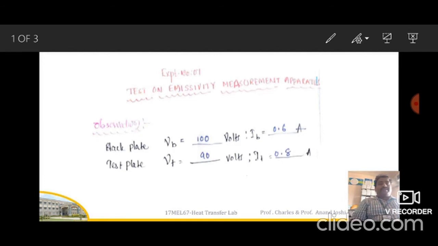there are two plates provided. One is a black plate and the other is a test plate. Both the plates have a separate thermostat to maintain the voltage and current, which will be the heat input to the plates. For the black plate, the voltage is 100 volts and the corresponding current is 0.6 amps, and the test plate has 90 volts and 0.8 amps. So this is the heat input to the plates.